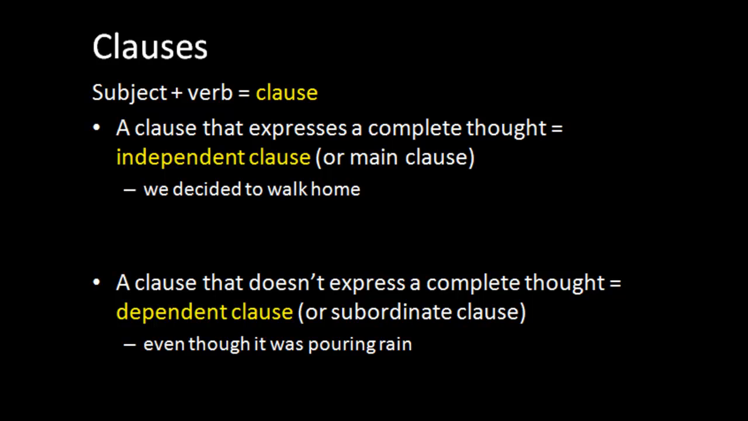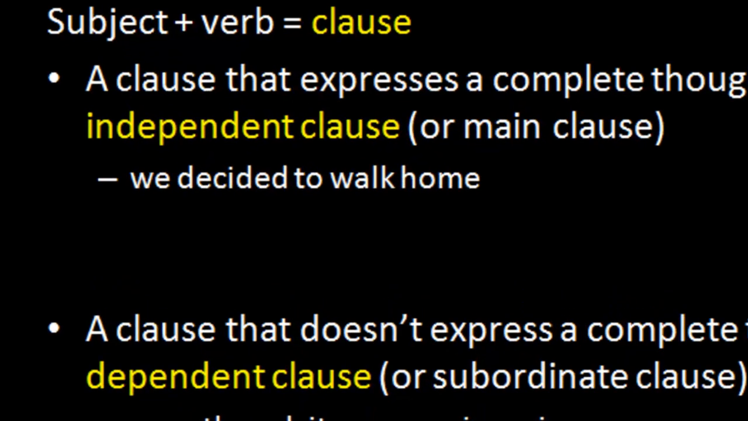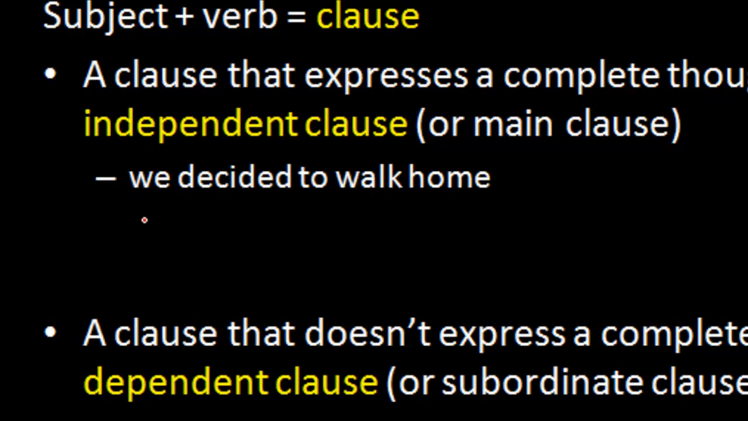An independent clause expresses a complete thought, and if you wish, that thought could stand by itself as a sentence. So an independent clause has the ability to be a sentence. In my example here, we decided to walk home. I've written it with no punctuation because I could make this part of a larger sentence if I wanted to.